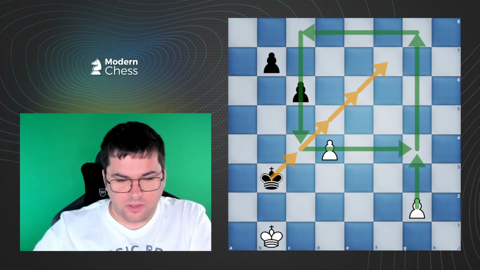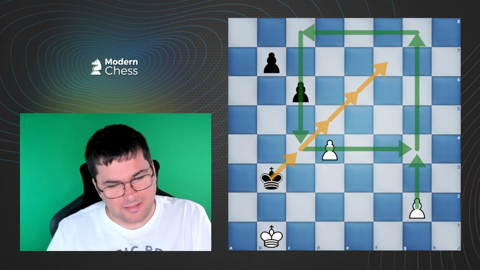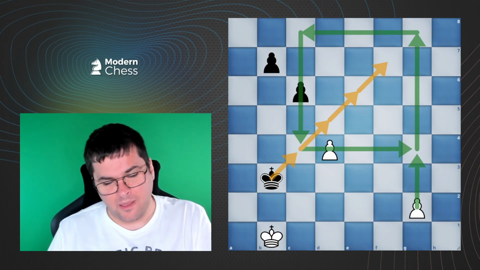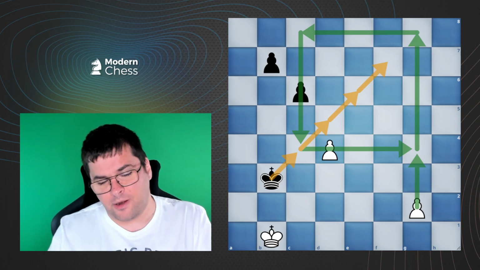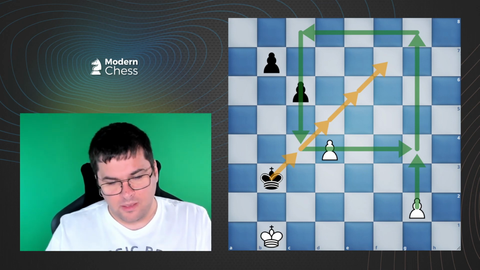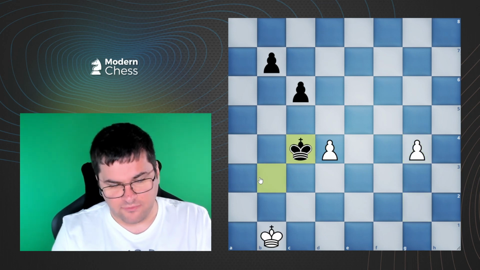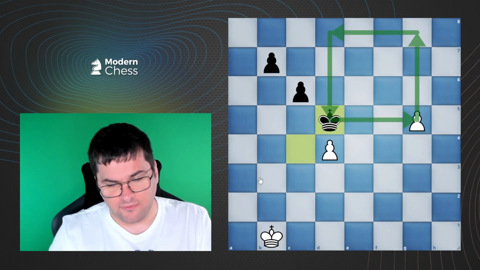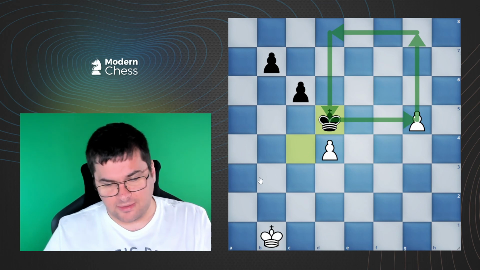Okay, when you know the square rule, it's quite easy to understand that the immediate g4 is not winning the game, because black will play king c4, and you see that the black king will enter the square of our passed pawn. Let's give an example. We start with g4, king c4, g5, king d5, and the black king will inevitably catch the pawn, and that's it.